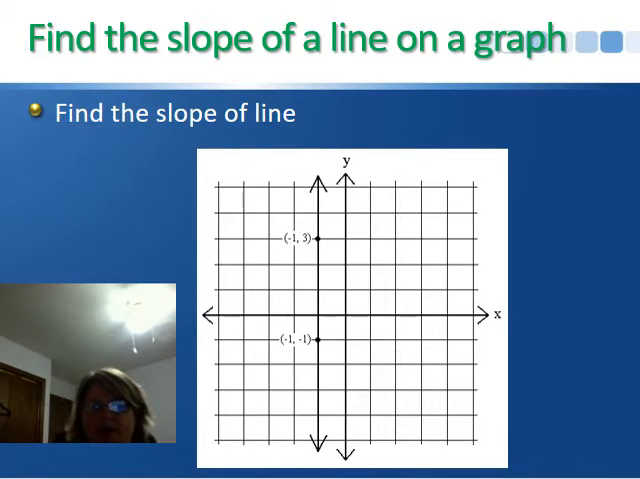All right, next is this one. You see that this line is vertical. Vertical lines have no slope. Right? It's not sloped. There is no slant to it. It's just straight up and down.